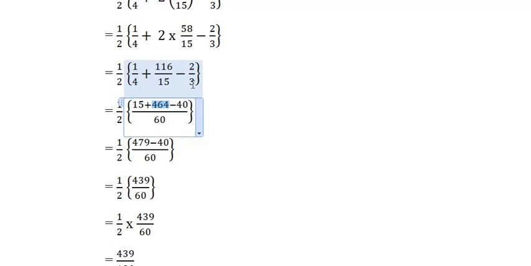Now 3, how many times 60? It is 20. Now 20 into 2 will be 40. So you will solve this first. First you will add this out here. It will be 479, minus 40. Ultimately it will be 439 by 60.